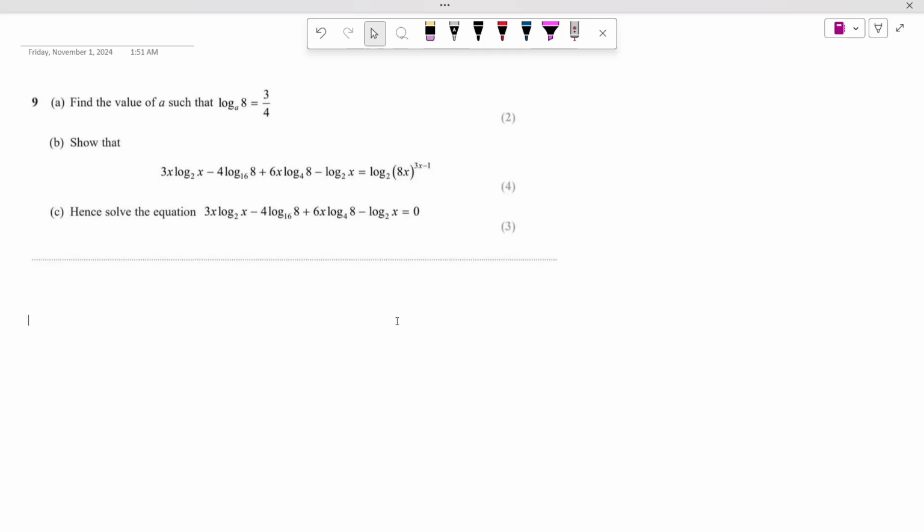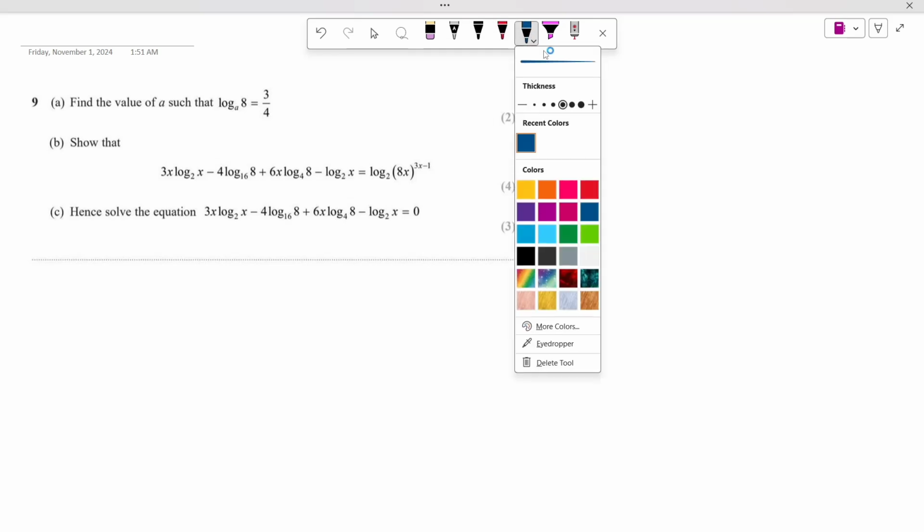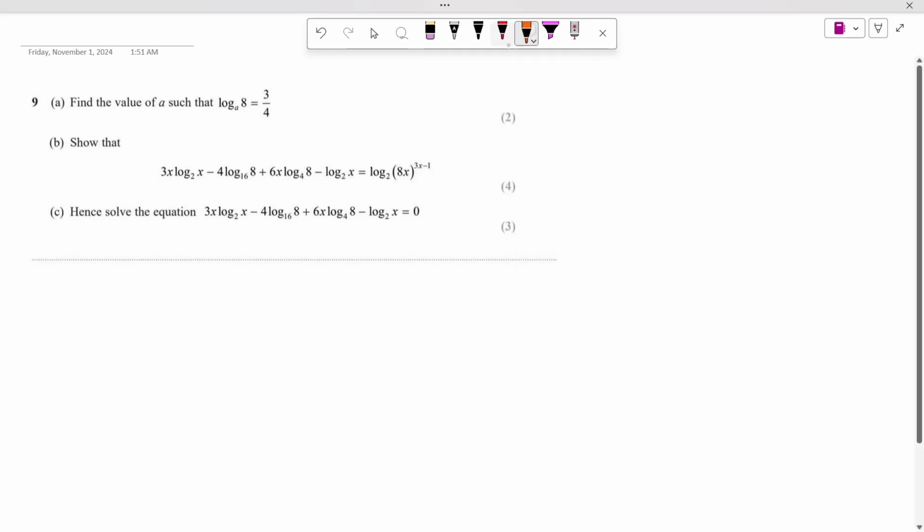Let's solve this question. This was posted on Reddit by a user, and he had some problem in this question. This is a logarithm question, and this is a pretty easy question. Let's solve this. Let me change the color. Yes, so let's start.